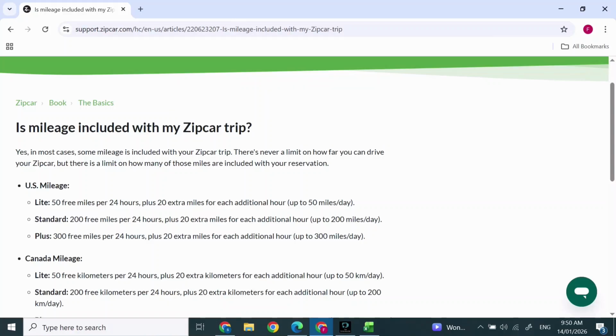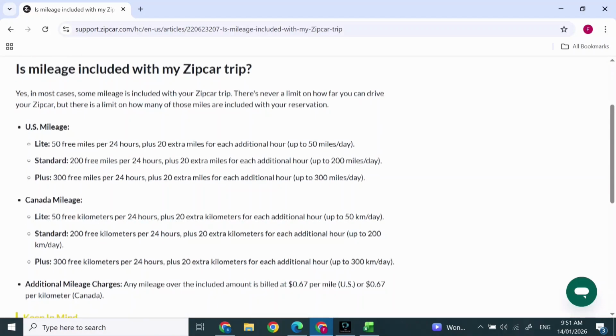This is the official article of Zipcar. You'll find its mileage included with a Zipcar trip. There is never a limit on how far you can drive your Zipcar, but there is a limit on how many of those miles are included with your reservation.